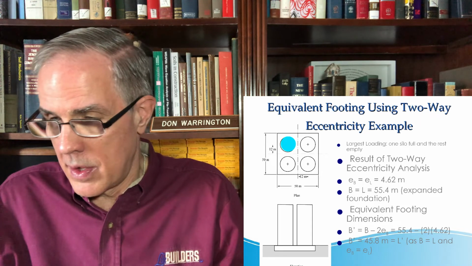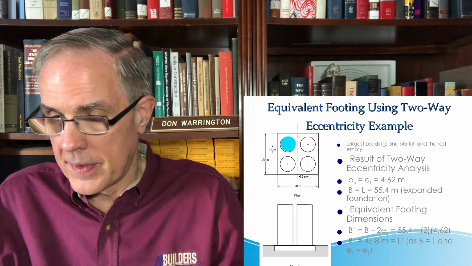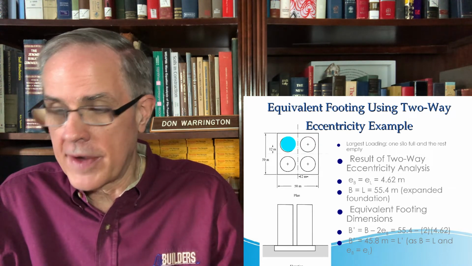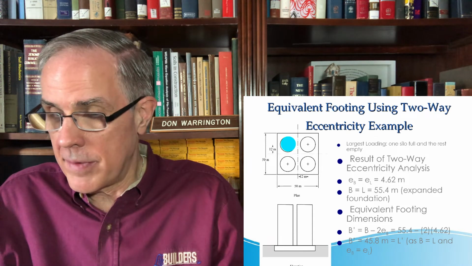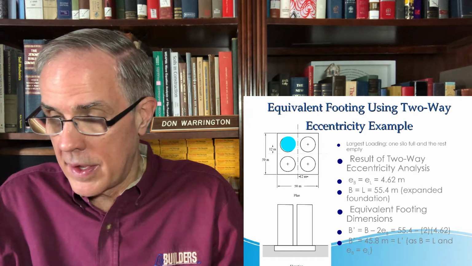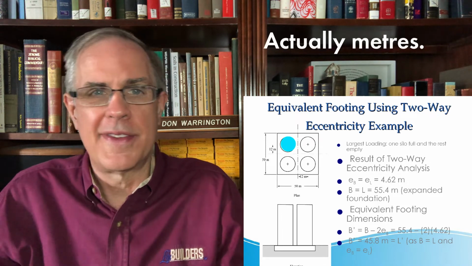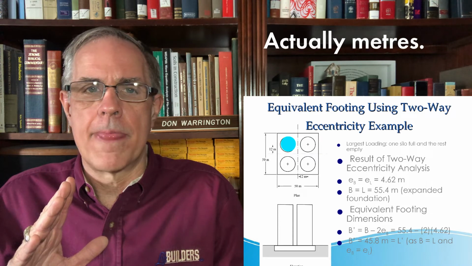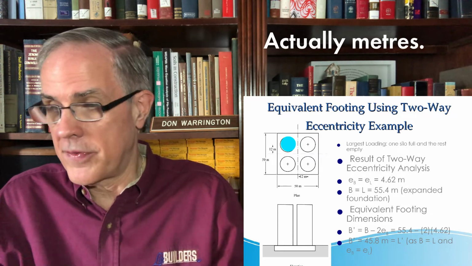So we do the expanded foundation. If we just stick with that one, then B and L is equal to 55.4, and then we just use the equivalent footing dimensions using the same formulas we had before, and B and L is the same, and reduces to 45.8. So in other words, instead of having a 50-foot section or a 55-foot, we would have a 45-foot.